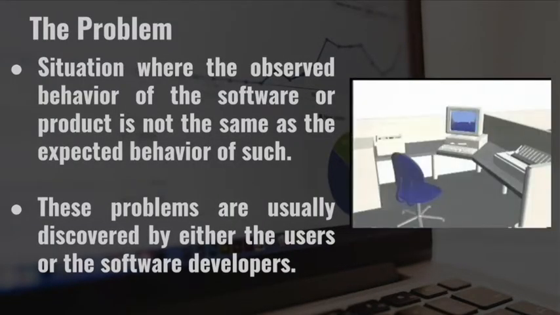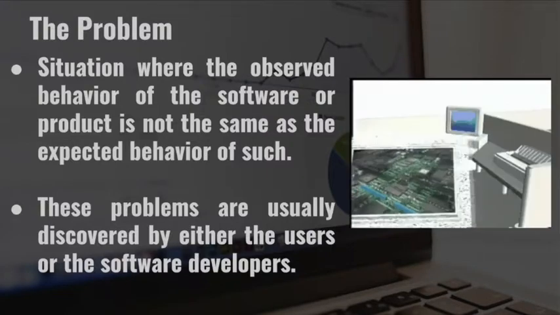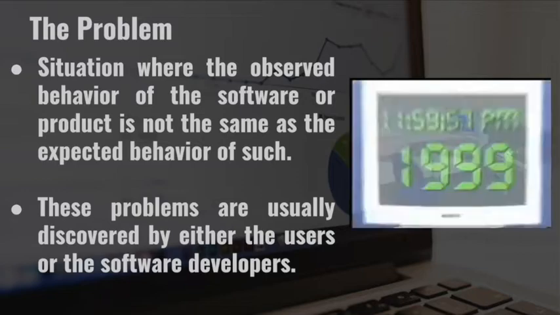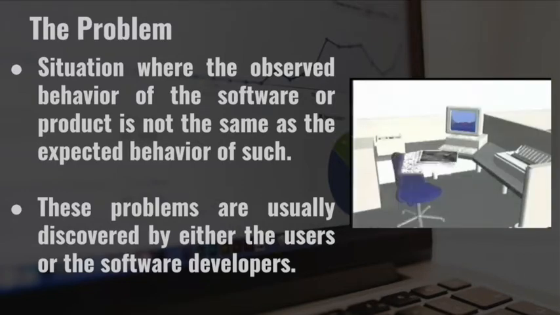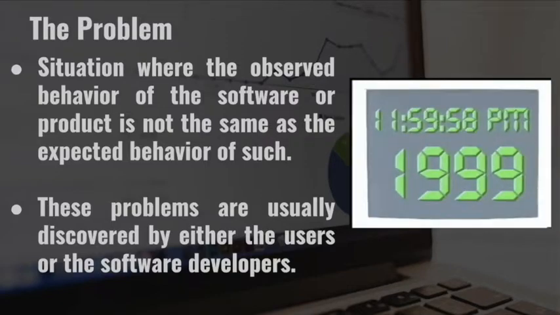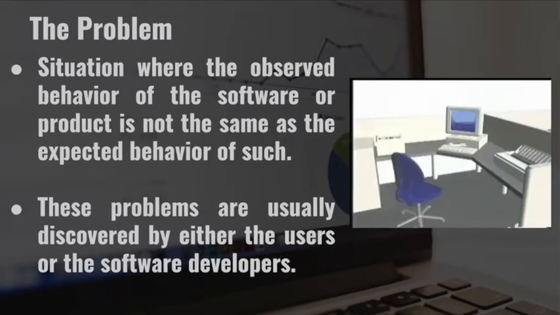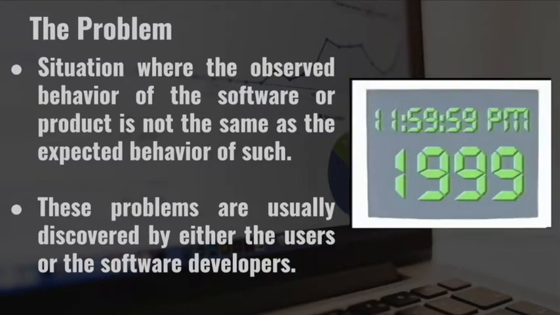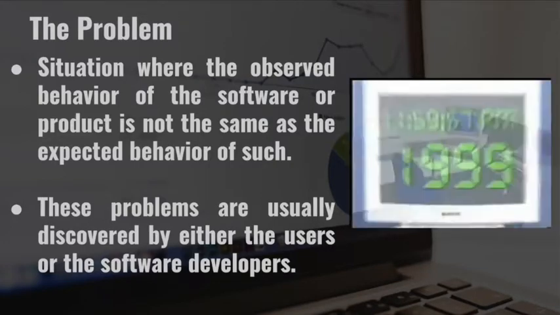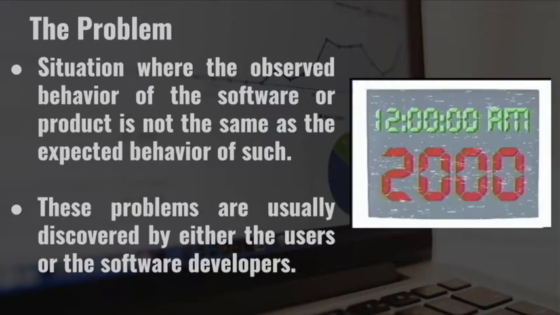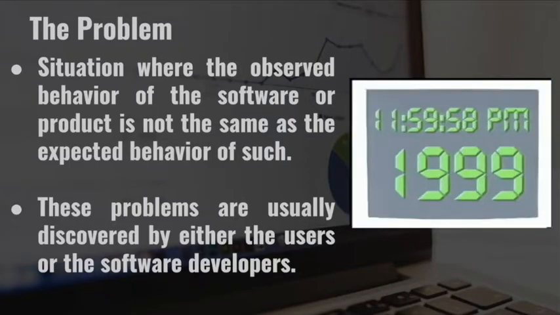Sometimes simply referred to as a bug, is a situation where the observed behavior of software or product is not the same as the expected. These problems are usually discovered by either the users or the software developers. Unfortunately, simply editing the code doesn't necessarily constitute fixing the problem, because there may be a misunderstanding or misinterpretation on how to use the application. Also, there may be external factors that are out of control of the programmers.